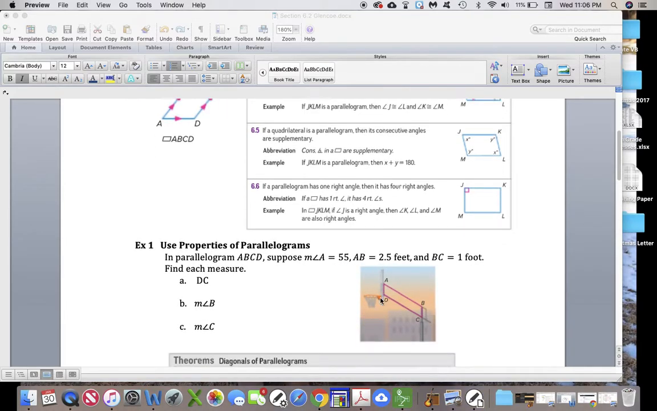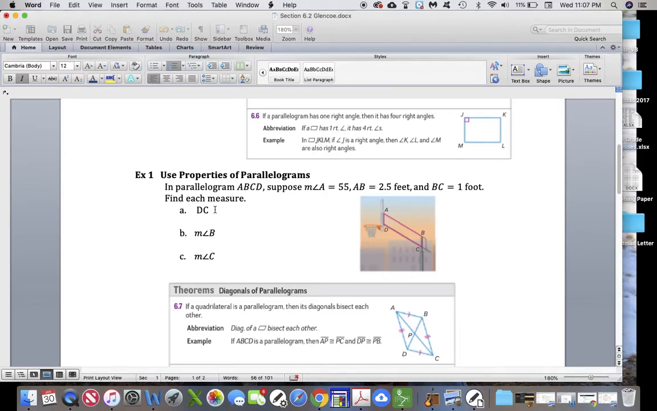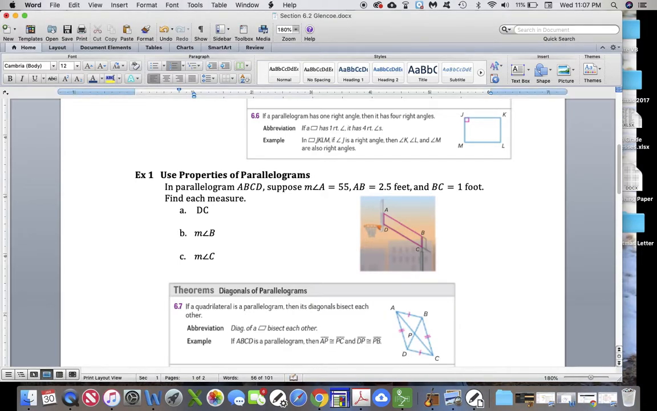Okay? All right, I'm going to go through this real fast. This is a parallelogram ABCD. It's like the bars on the side of a basketball hoop. They say the measure of angle A is 55. This right here is 55. AB, this length, is 2.5, and then BC is 1 foot. So they want to know what the length of DC is. DC is this bottom side here.